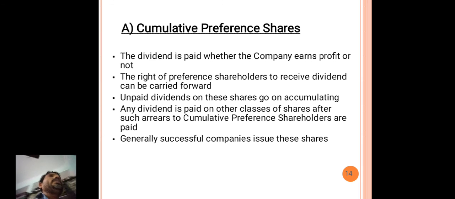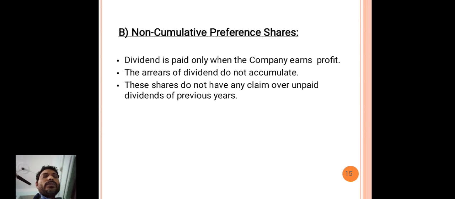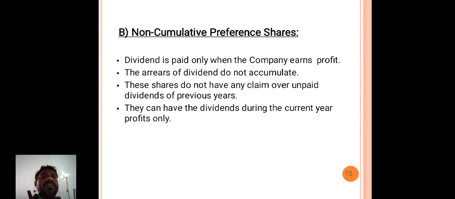Okay, these are all the types of preference shares. Each type has some features. For example, cumulative preference shares have some features, non-cumulative preference shares have some features, redeemable preference shares have some features, and irredeemable preference shares have some features. Like that, there are different types of preference shares.